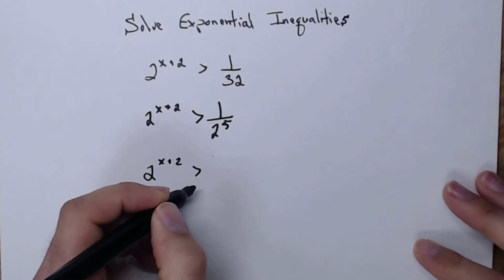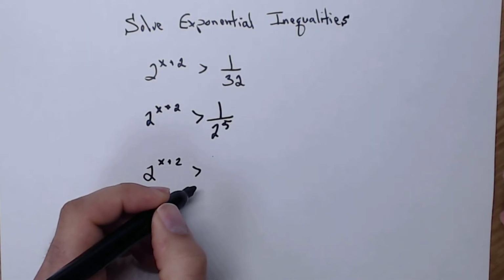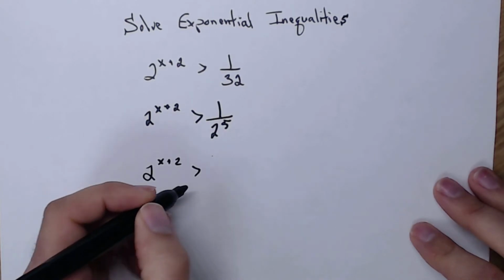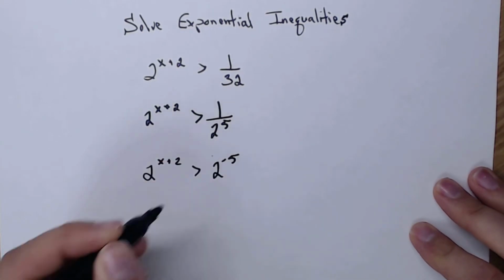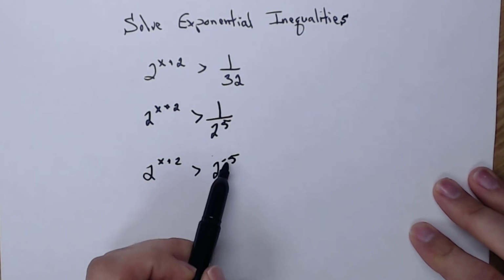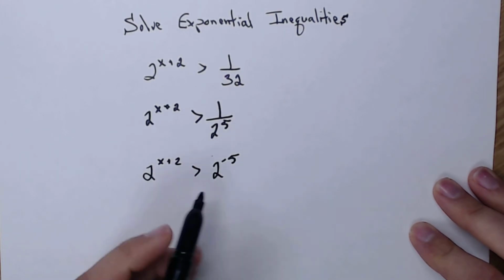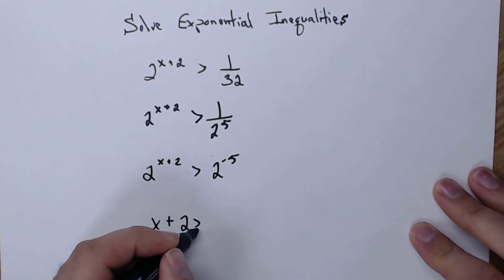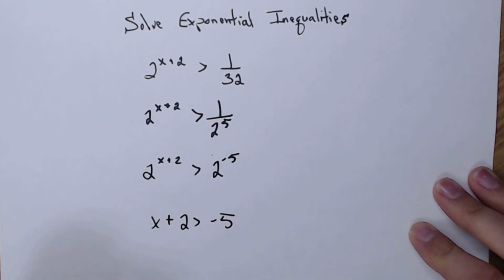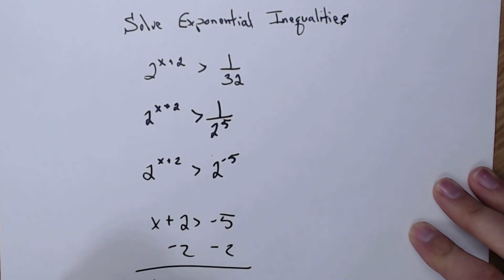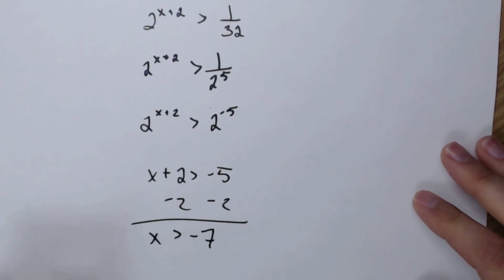I don't say flipping because people tend to screw stuff up when you say flip. But when we move 2 to the 5th power to the numerator, the exponent becomes negative. Well, now x plus 2 must be greater than -5. Subtract the 2, x is greater than -7. That's awesome.